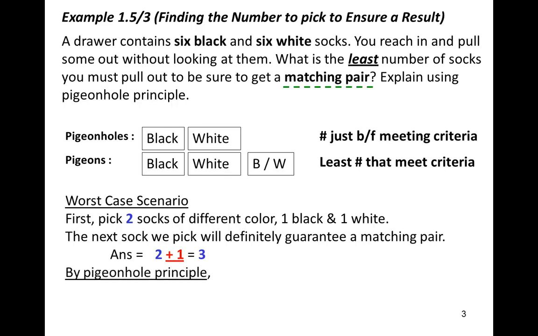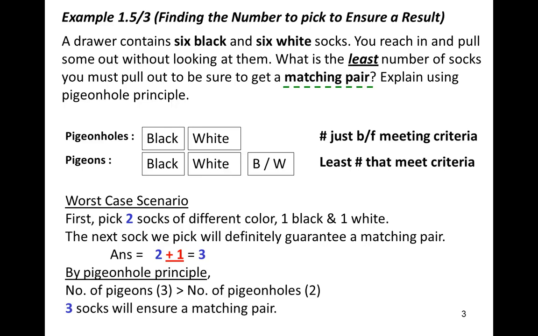Therefore, by the pigeonhole principle, since the number of pigeons is more than the number of pigeonholes, in this case 3 is more than 2, therefore 3 socks will ensure that at least 2 socks share the same color, or 1 matching pair.